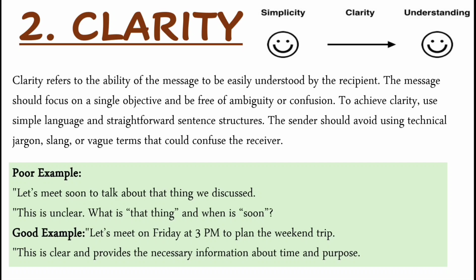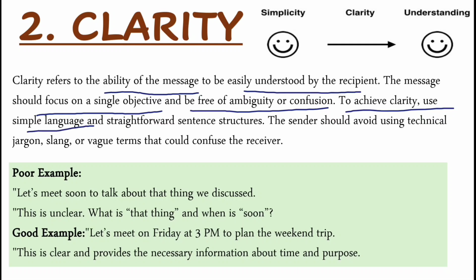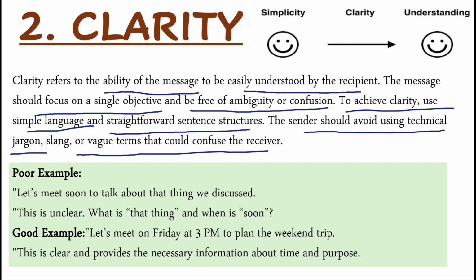Now, next is clarity. Clarity refers to the ability to be easily understood by the recipient. The message should focus on a single objective and be free of ambiguity or confusion. To achieve clarity, use simple language and straightforward sentence structures. Sender should avoid using technical jargon, slang or vague terms that could confuse the receiver.